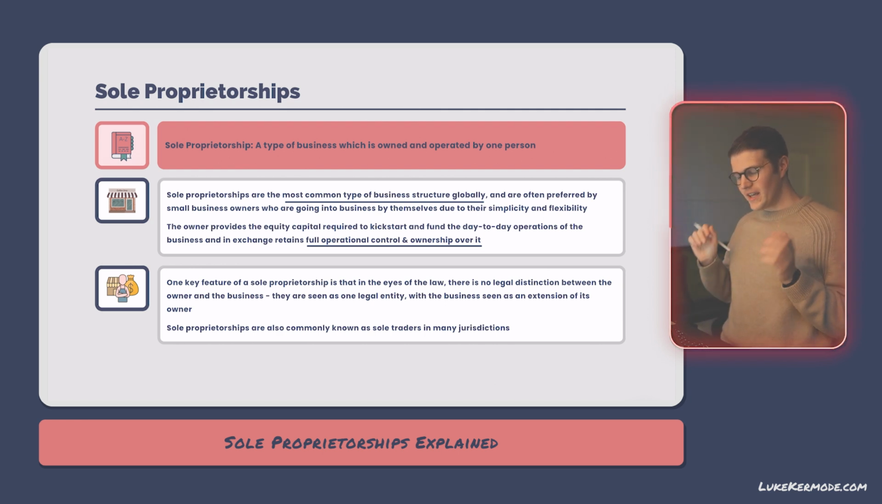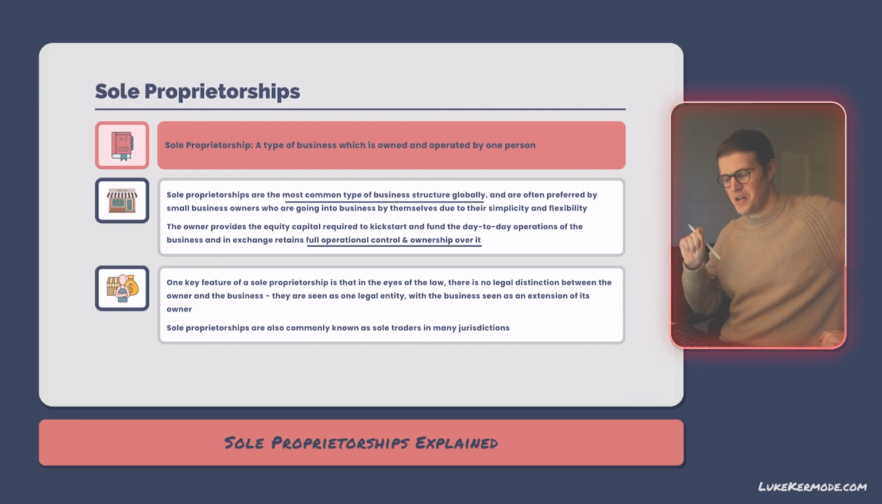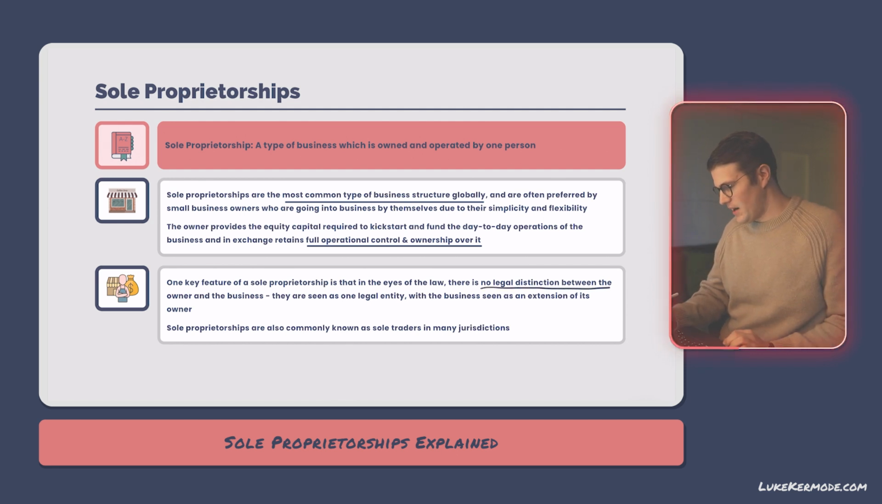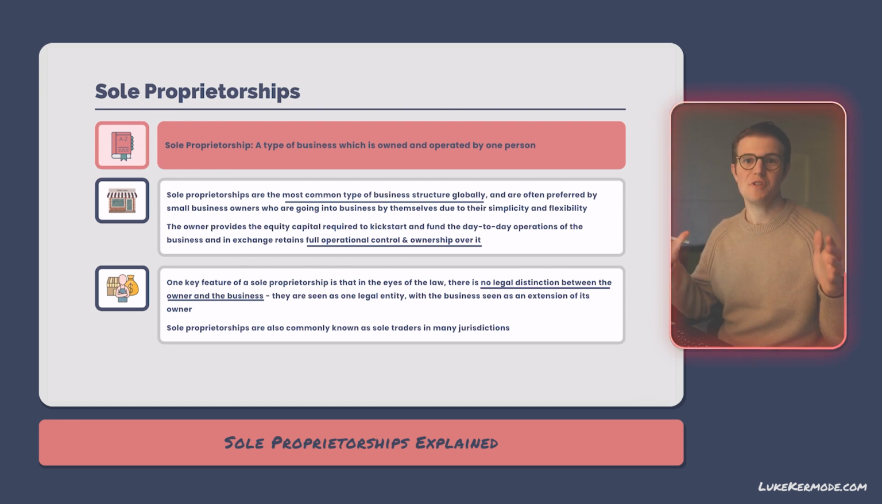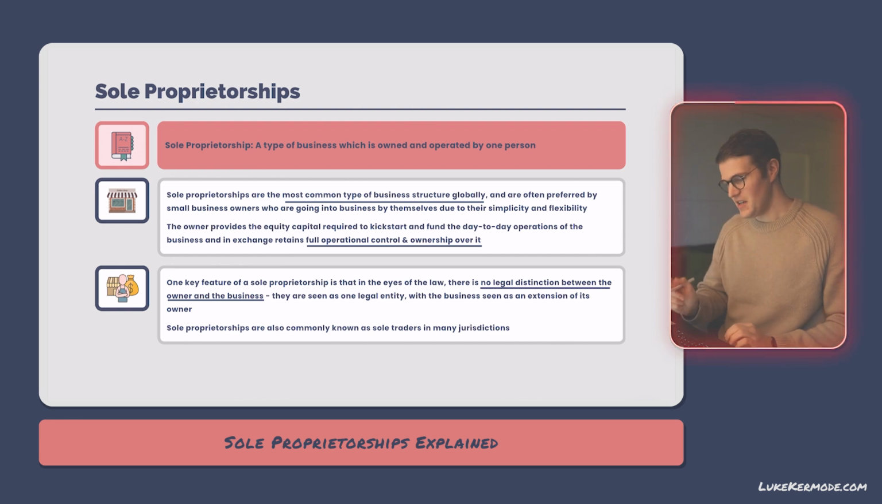One key feature, and I think this is really important to understand, is that in the eyes of the law, there's no legal distinction between the owner of the business and the business itself. In other structures that we'll come across, the owner and the business are seen as legally distinct. They're seen as two separate and unique legal persons, whereas in the sole proprietorship, that's not the case. The owner is seen as an extension of the business. So they're seen as one legal entity.